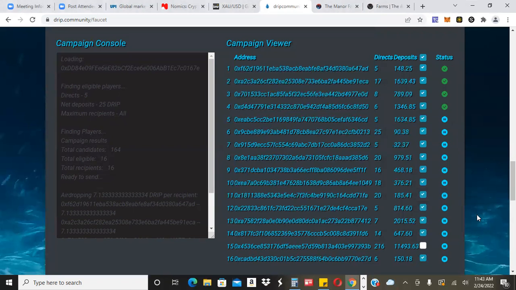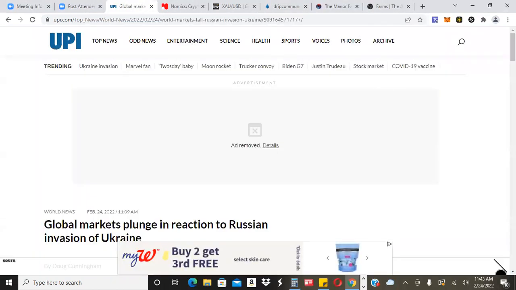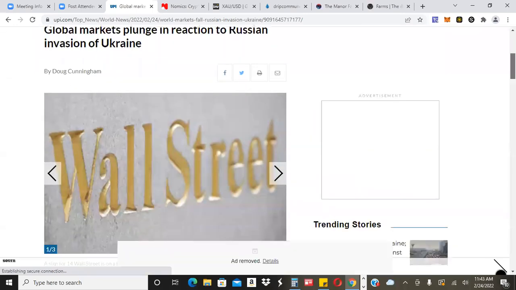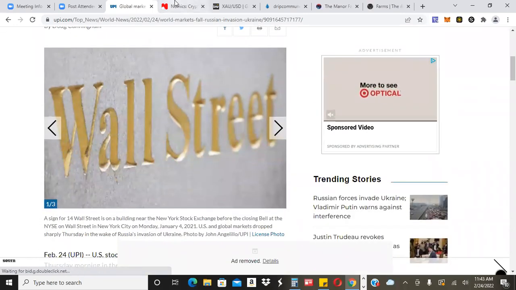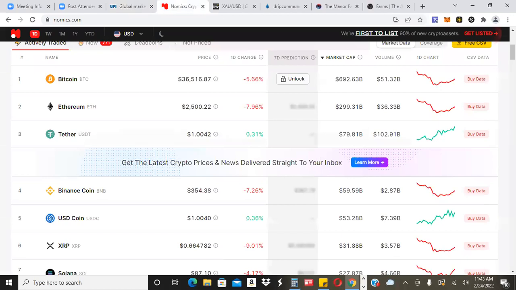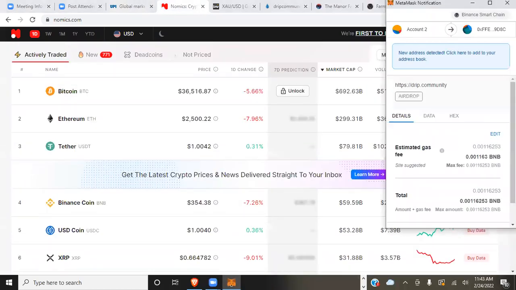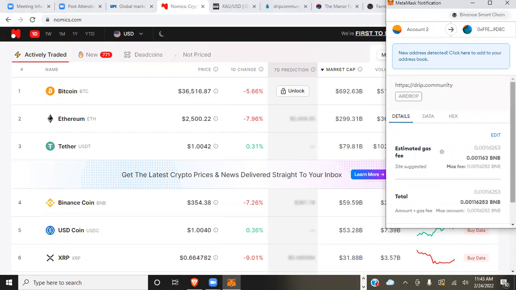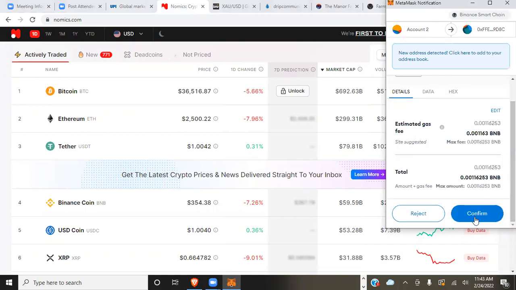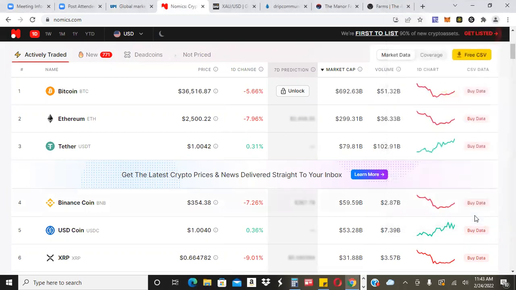But the markets are definitely tanking. If you look at what's going on, the markets are definitely getting hit pretty hard. All over the news right now, global markets are plunging in reaction to what's happening over there. Obviously, this is going to spill over to the crypto side. You see here, Bitcoin right now is actually a little bit up from where it was when I first took a look at it. It was at 35,000. Now it's at about 36. Ethereum at 2,500. We'll see what happens here over the next couple of days.